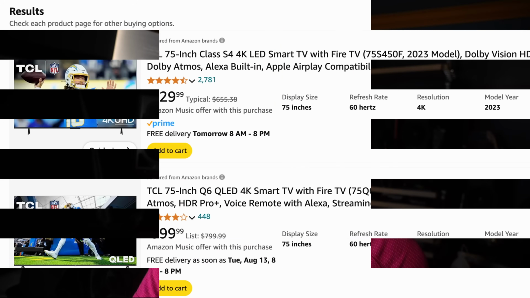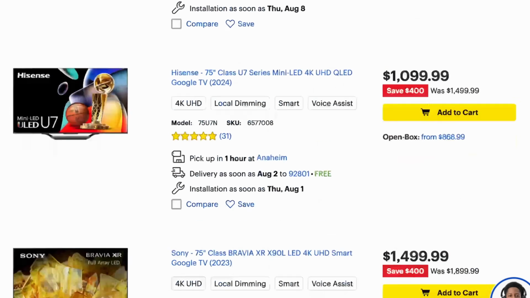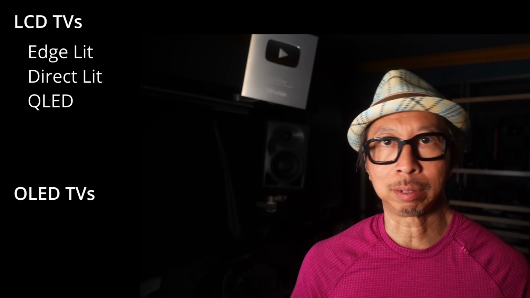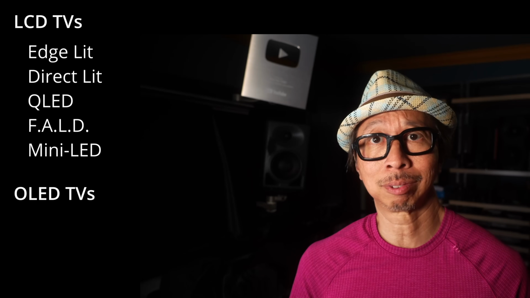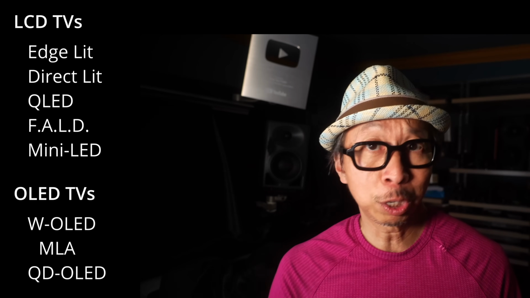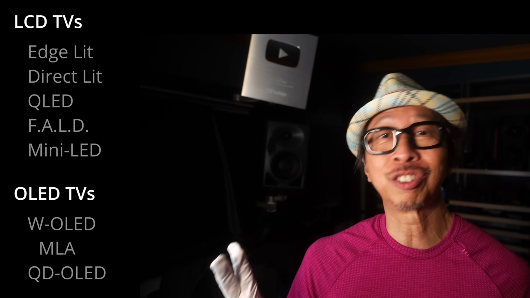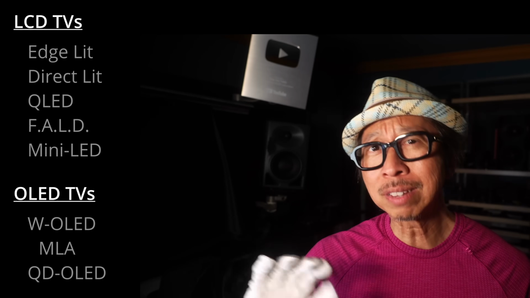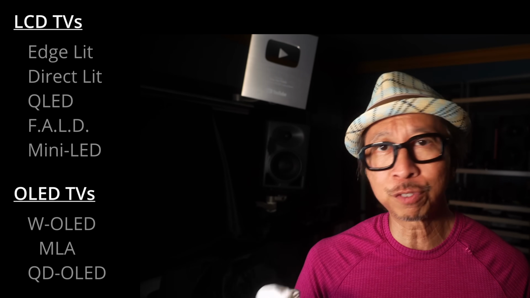So many types of TVs to choose from, but did you know that all the TVs you see on Amazon, Best Buy, mom and pop boutique stores like Value Electronics, they're either LCD TVs or OLED TVs. We're excluding plasma TVs because they don't make those anymore, but ultimately you're choosing one of two types of TVs. Then what about edge-lit, direct-lit, QLED, full array local dimming, mini-LED TVs, or W-OLED, MLA, QD-OLED? They are all just variations of the two types of TVs, LCD TVs or OLED TVs. Each variation brings something slightly different to the table, a different benefit, a different feature.